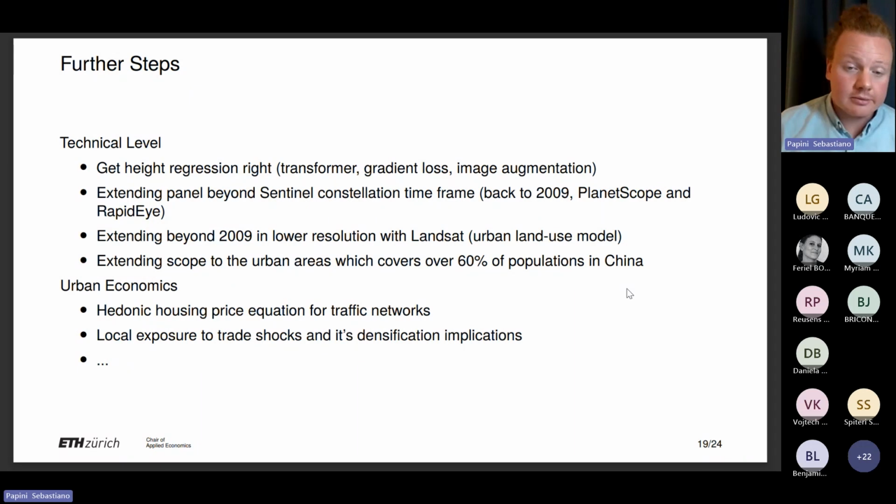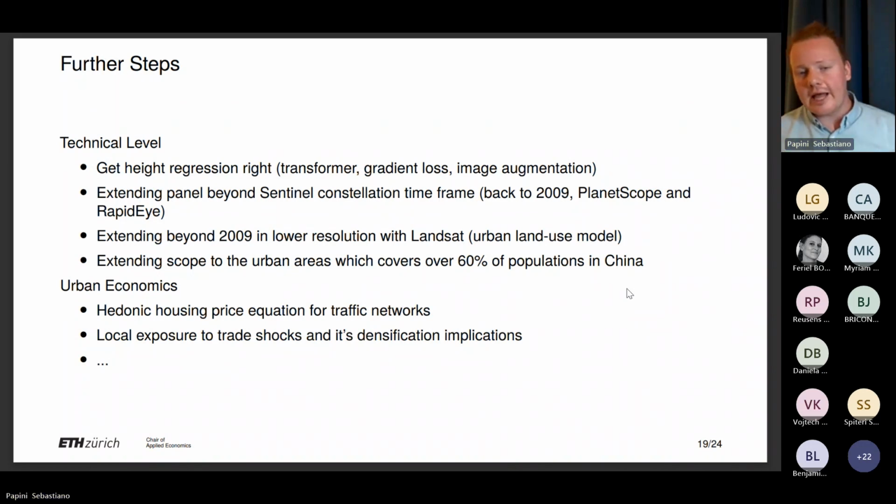We are currently working on 2 projects, and we have more in the pipeline. So obviously we do classical Rosen hedonic housing pricing for traffic networks. So the idea is to see the development of high-speed rail, as well as the subway systems over the years, and really see that in a panel structure.